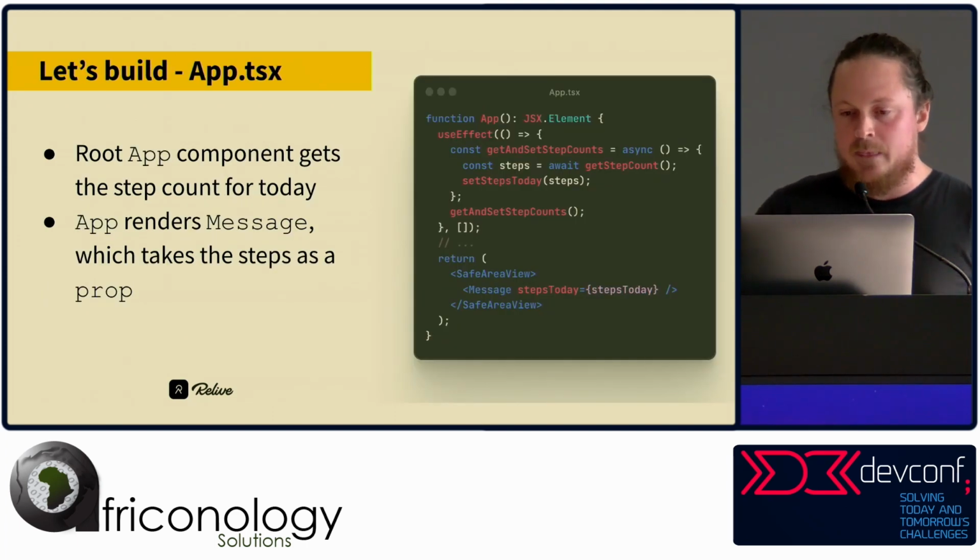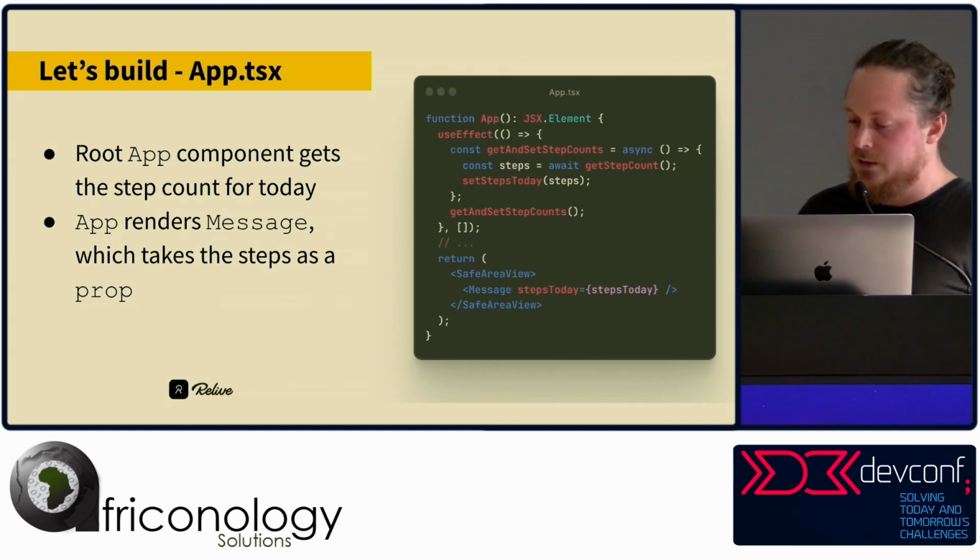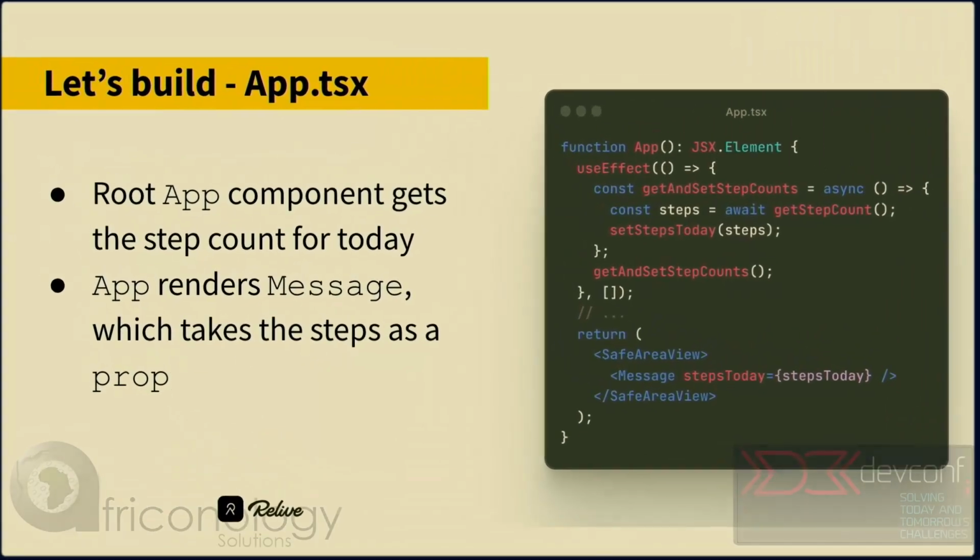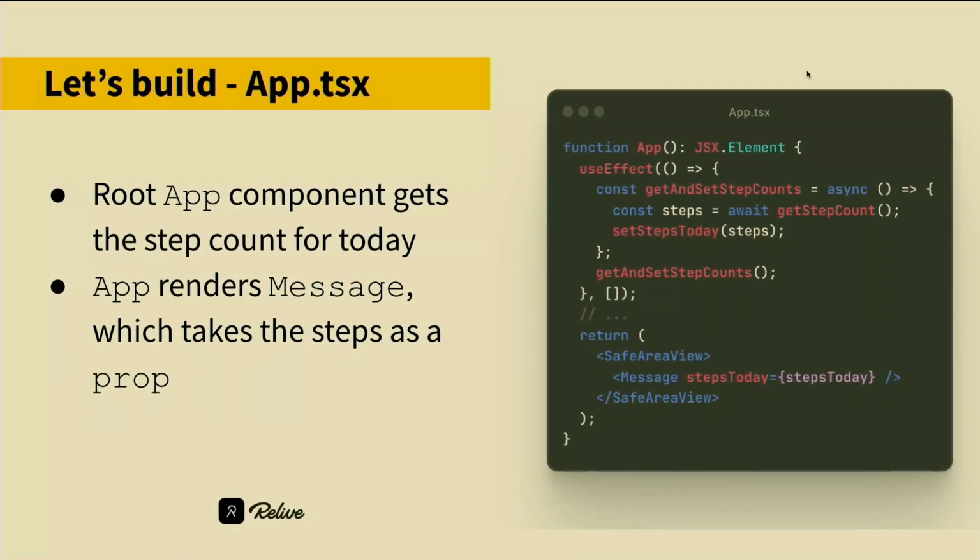So let's dive in. I've created an app here using npx react-native init. So this simply gives us a buildable app with a top-level app component from which we can start building the rest of our app. So here we have this app component, and this component simply on mount fires an effect that gets the step counts from Apple Healthkit. So this step count is then passed into our custom message component, which I'll get to in a bit, and then that is simply rendered.